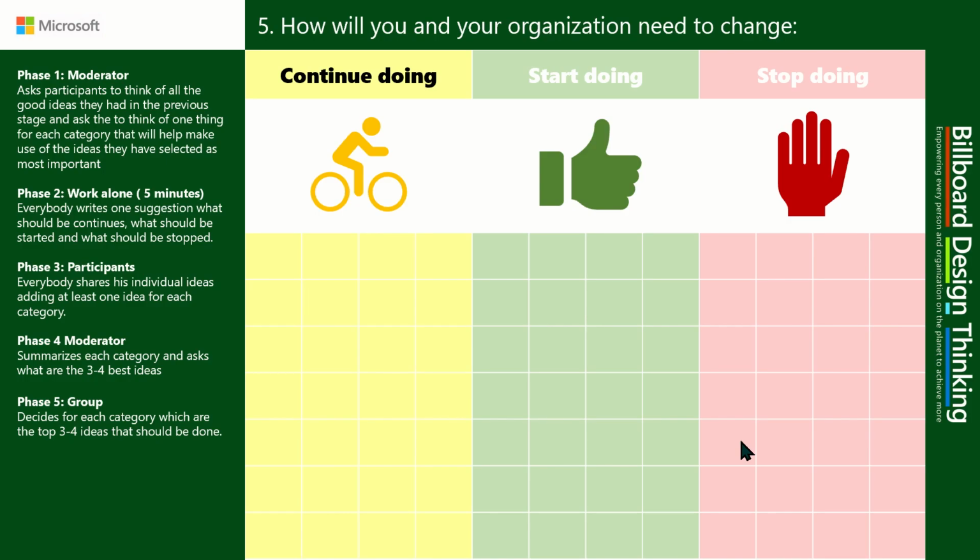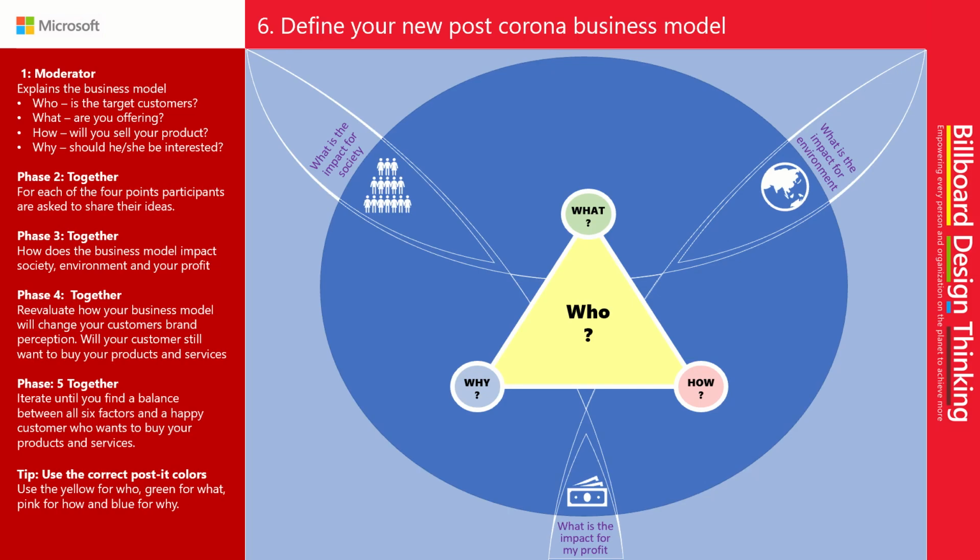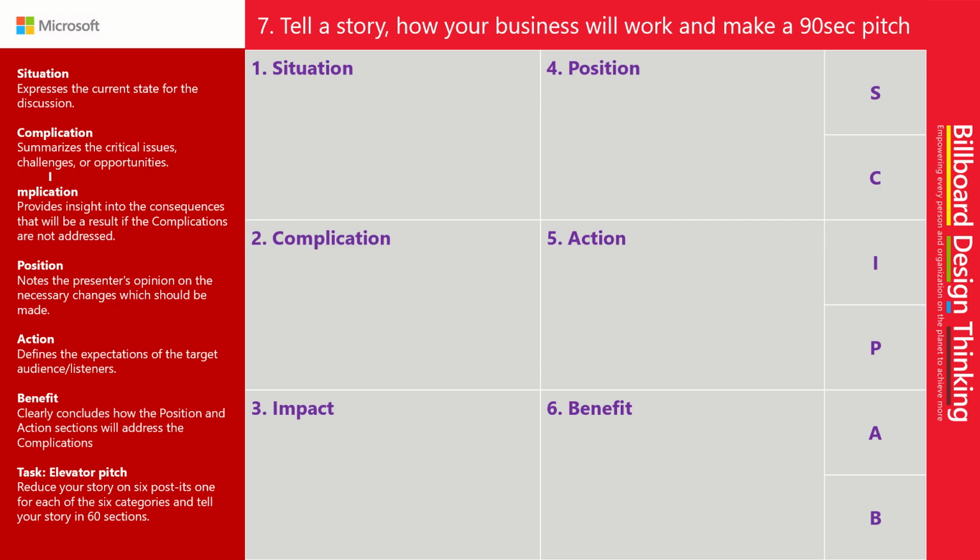Then you're going to be thinking about how will your organization need to change. So there's things you need to continue, there's things you need to start doing, and there's probably things you need to stop doing because they don't fit to the new business model. Here you're going to be defining your business model, and it's basically, in short, just who are you building it for, why, what, and how is it going to be defined. And then you're going to be thinking about those three things, like how does it affect or impact society, how does it affect the environment, but then also how does it affect your profit. So you're building a new business model, basically preparing for the post-corona crisis, to revamp your business and start from new.